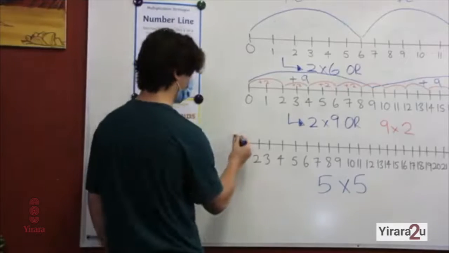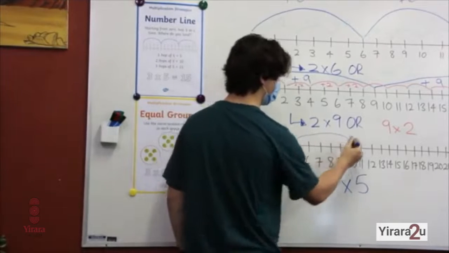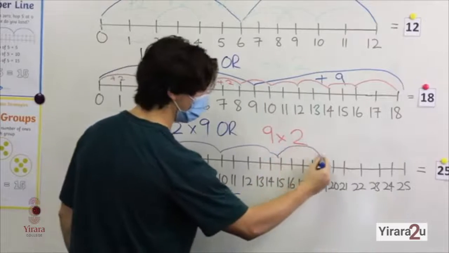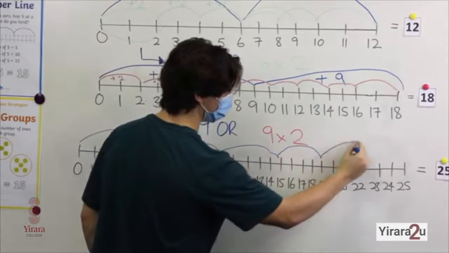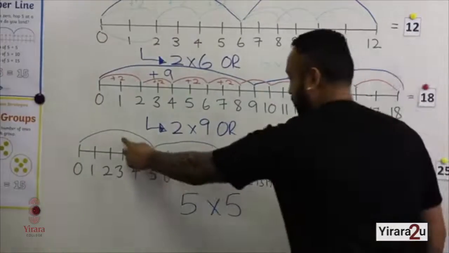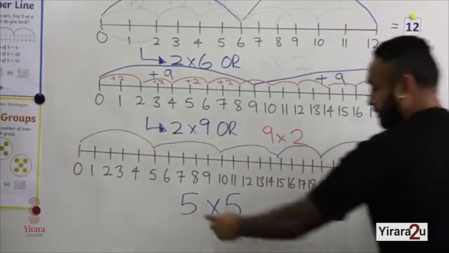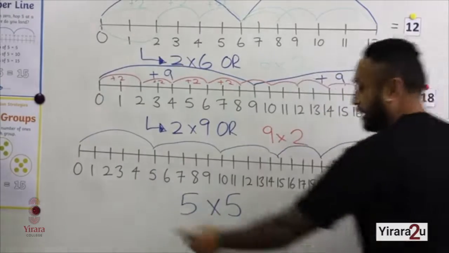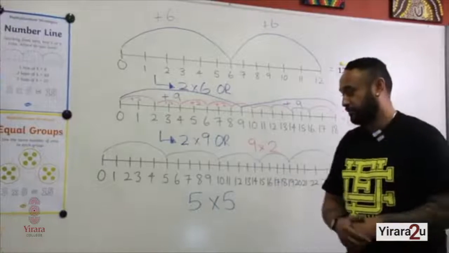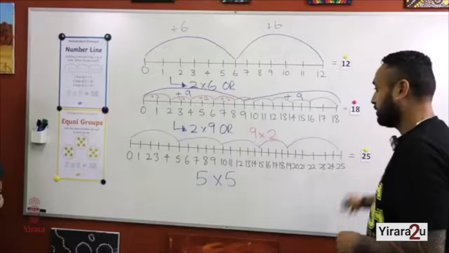So the first one would go from 0 to 5, 5 to 10, 10 to 15, 15 to 20, and 20 to 25. So if we were to count, we have 1, 2, 3, 4, 5. So we have 5 blue lines, which gives us that 5. And we've gone up in 5s like we did in yesterday's lesson. We'll count in 5s, which gives us that equation 5 times 5 equals 25.